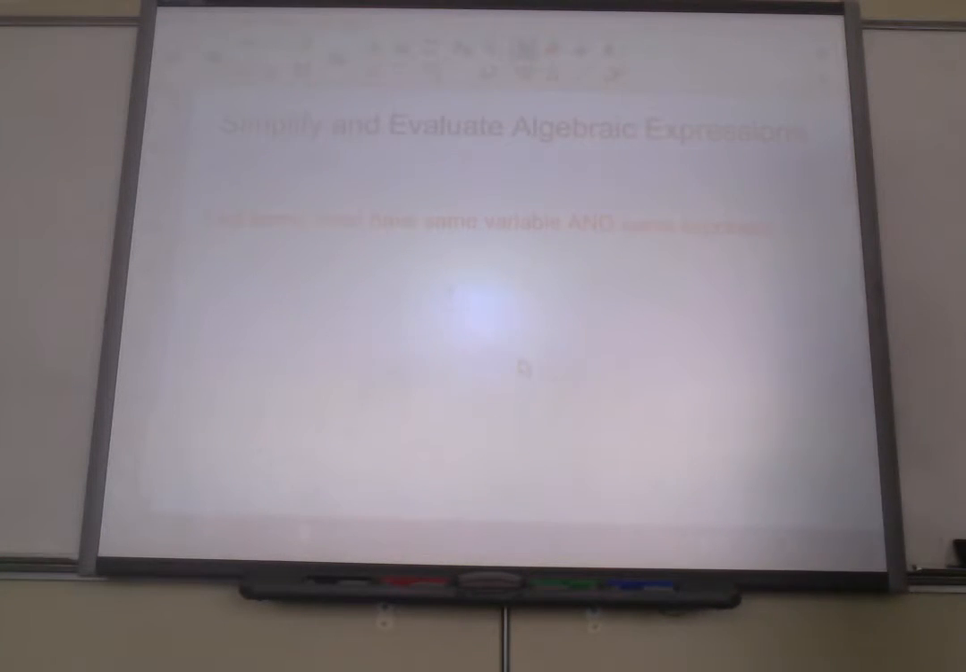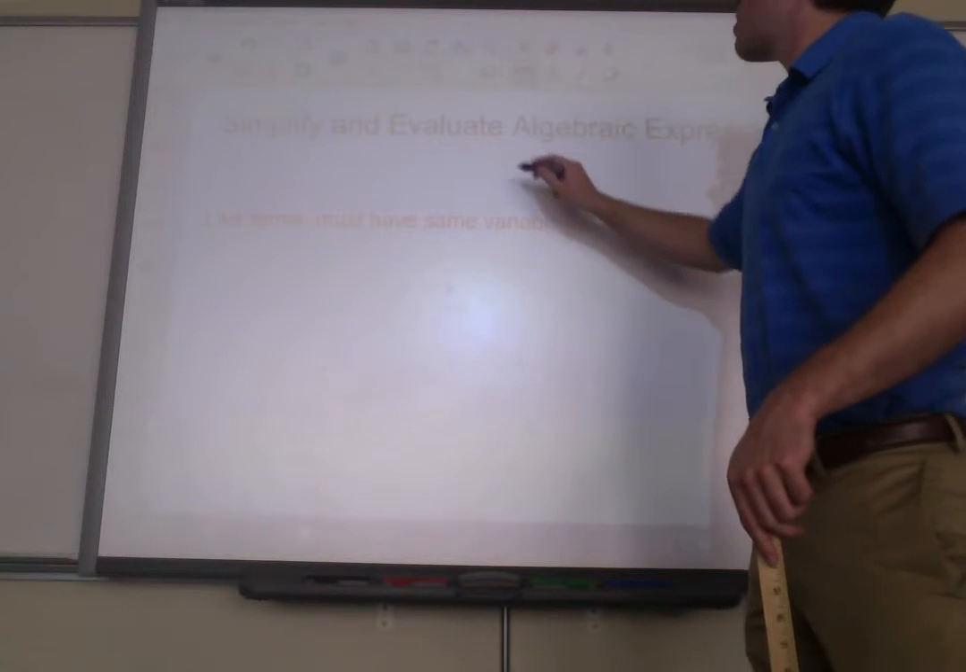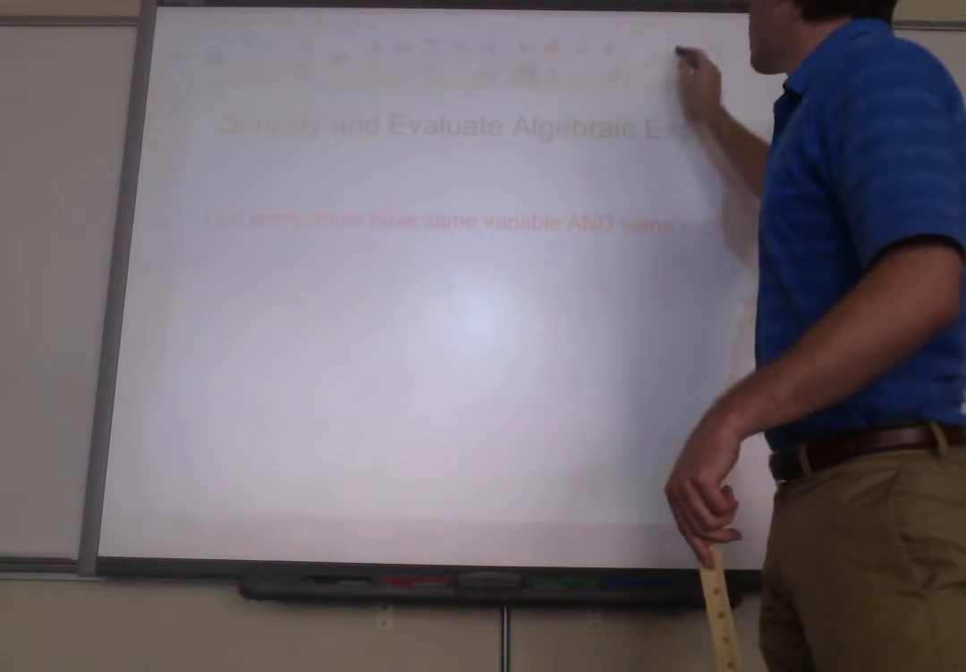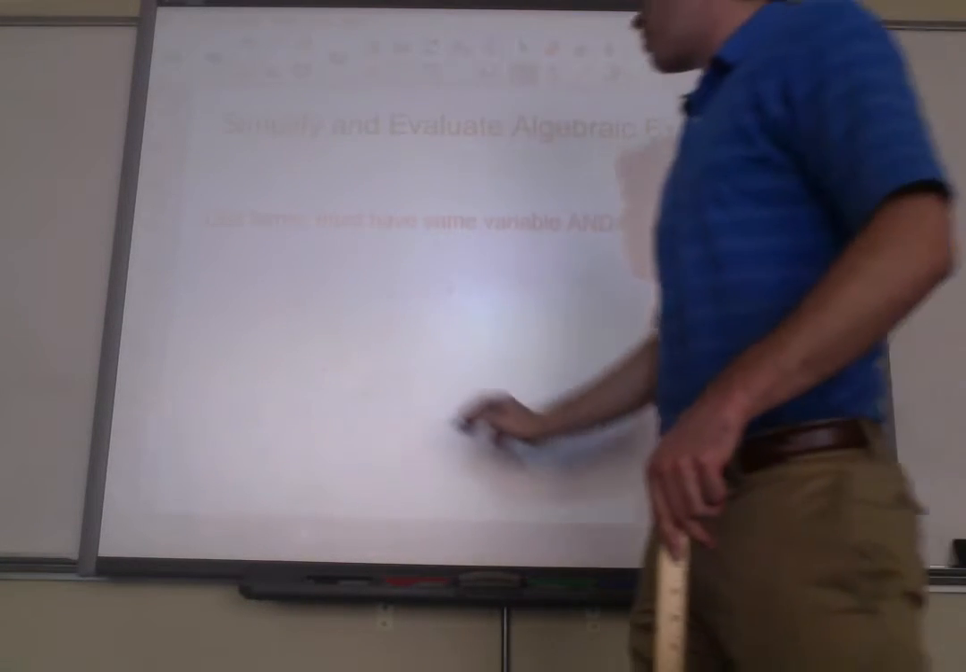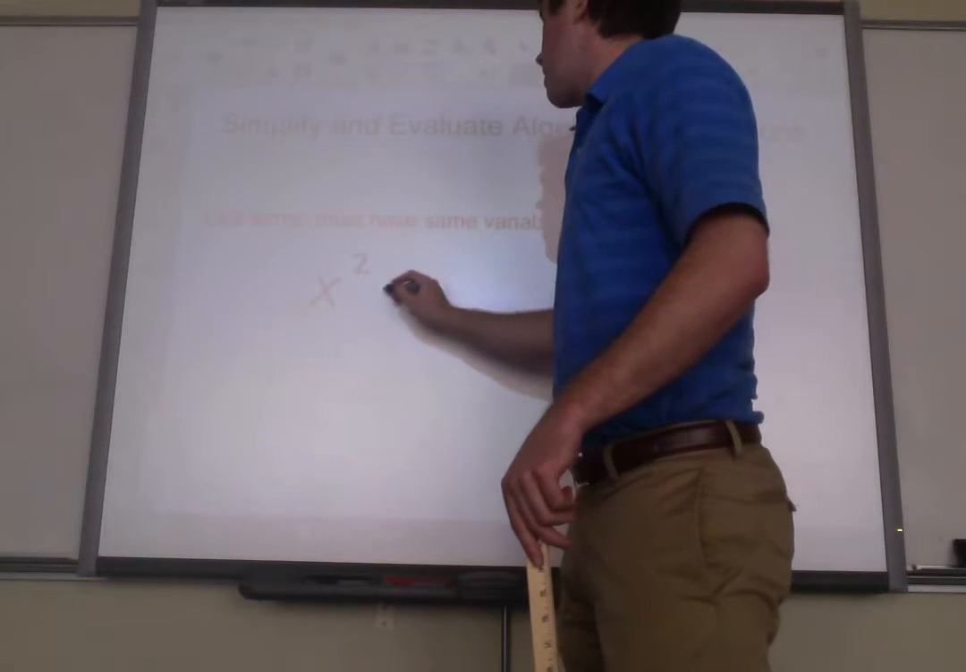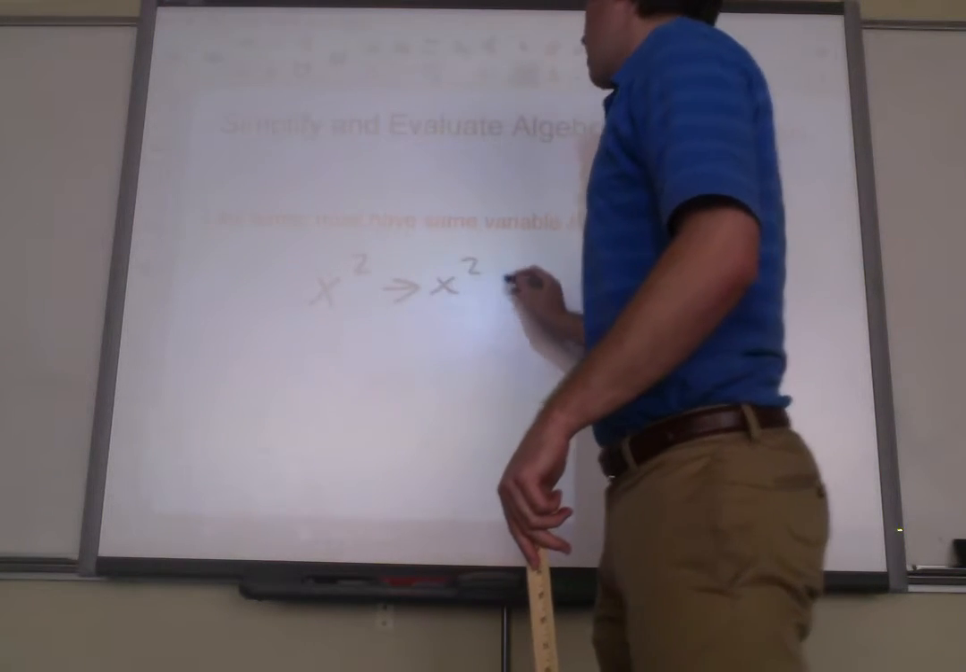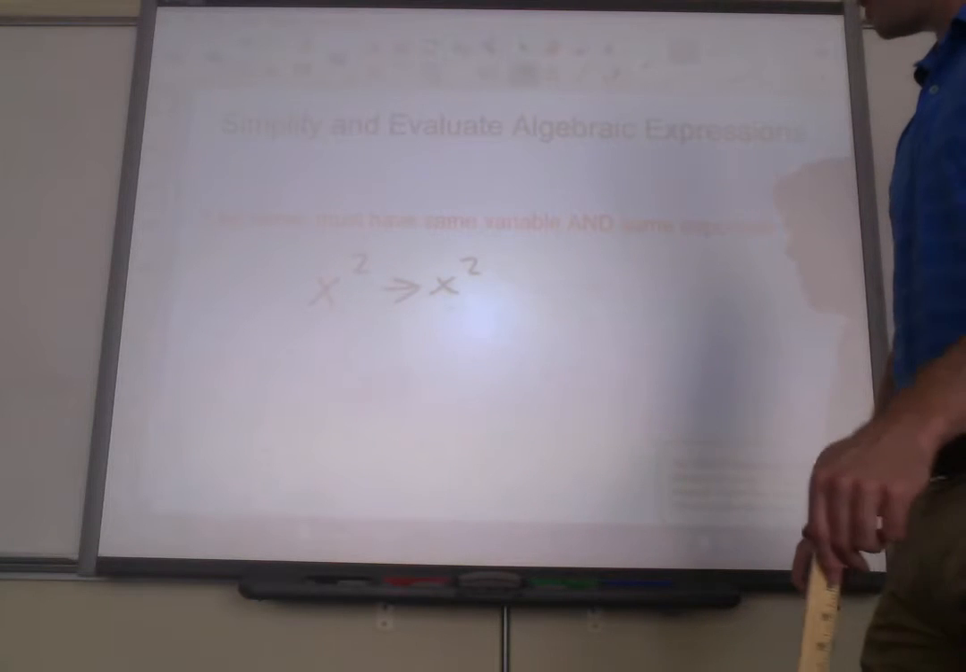And for things to be like terms, they must have the same variable and the same exponent. Same variable and the same exponent. It's very important that they have both of those things. So a couple of examples of things that would be like terms: x squared and x squared. That's good. That's alike.